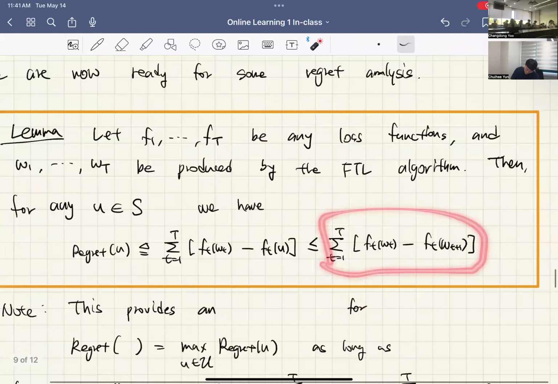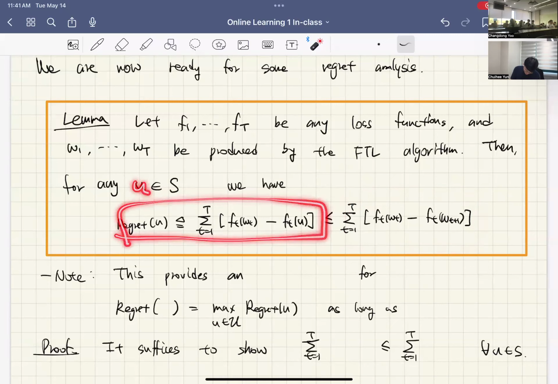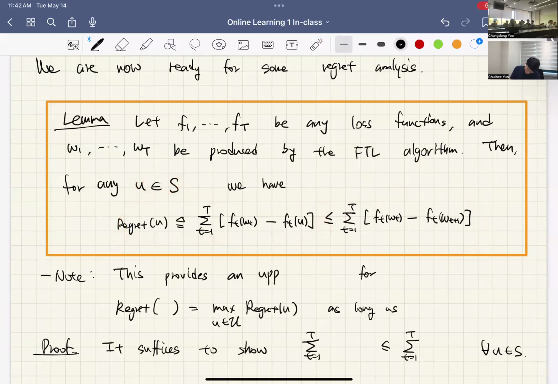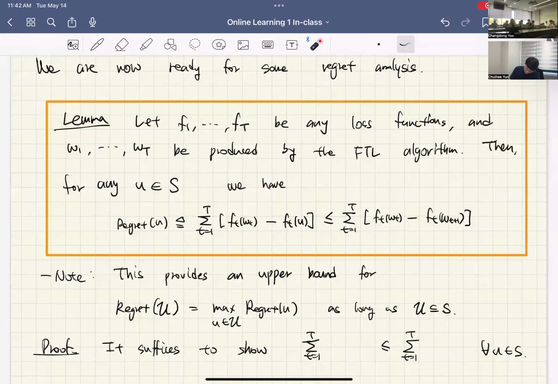Okay, so we can realize that this right hand side is completely independent of the u that we chose here. So this applies to any u from our convex set S. As a result, this provides an upper bound for the regret with respect to the entire set of reference vectors u, as long as u is a subset of S. So in other words, if we can show that the right hand side here is small, then we can show that the regret of the FTL algorithm is small.